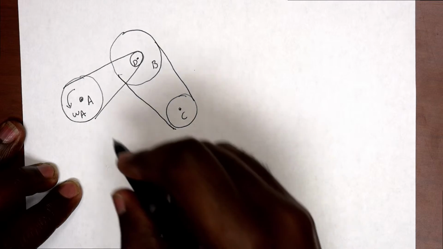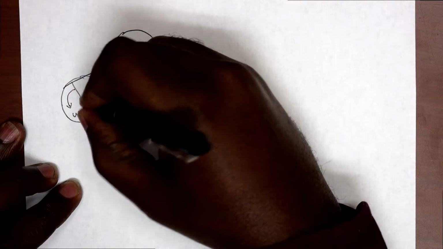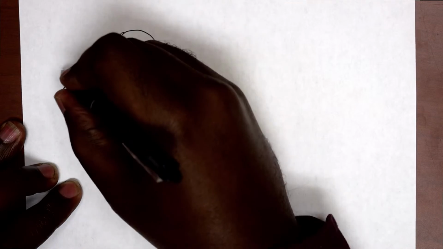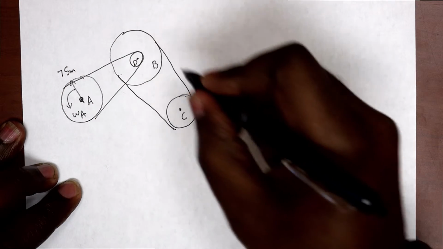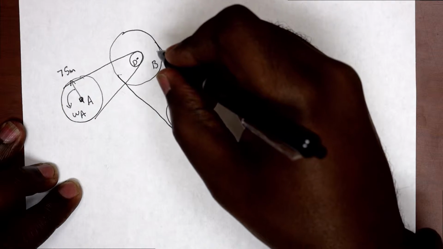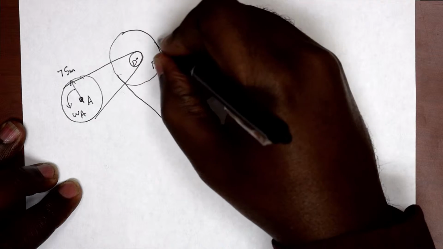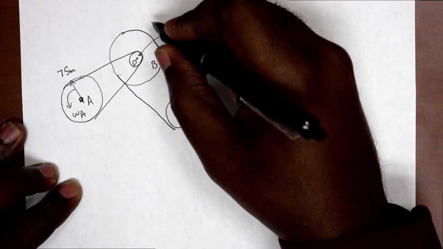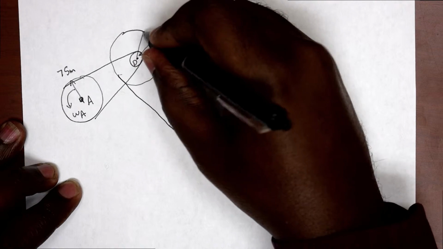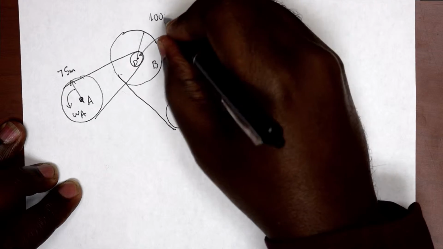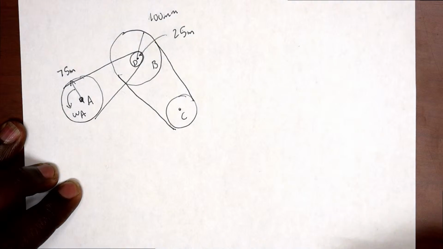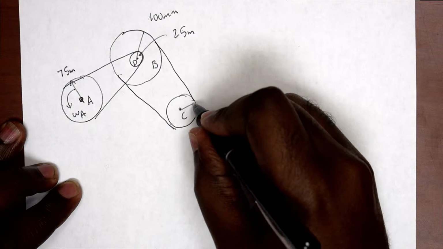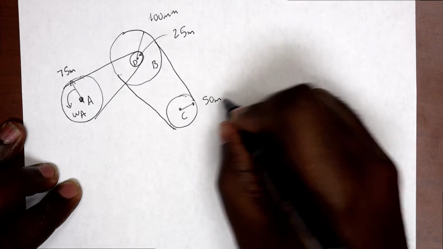So we have the dimensions that are provided. This radius is 75 millimeters. The radius of D is much smaller. It is 25 millimeters. And the radius of B is 100 millimeters. Okay? And then lastly, the radius of C would be 50 millimeters.